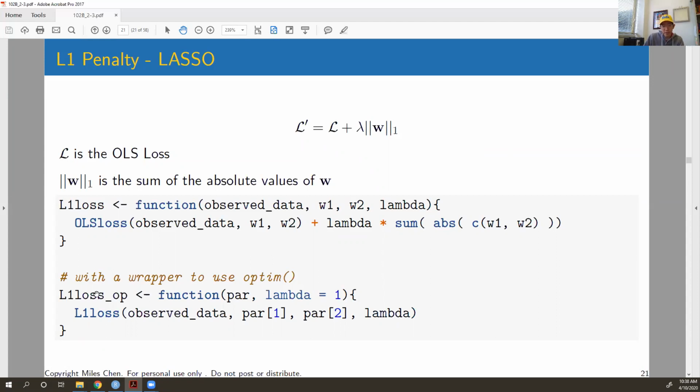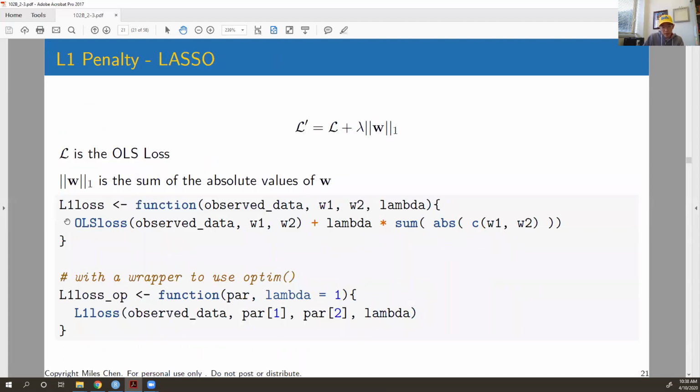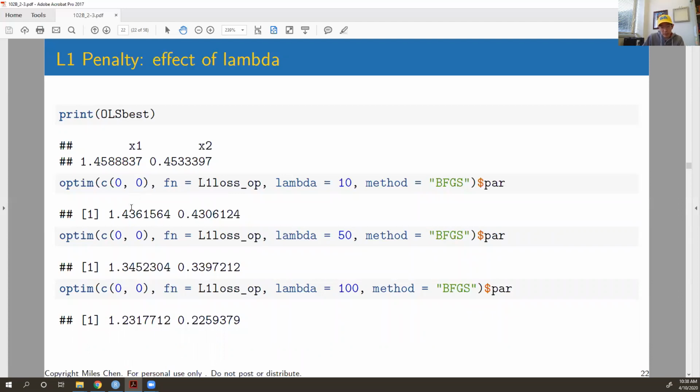Again, to use it with optim, I throw this inside a wrapper function and ask R to run optim, starting at some arbitrary 0, 0, to find the values of W1 and W2 that minimize the L1 loss. Sorry, is lambda just an arbitrary constant that we decide? Yes, right. Lambda is the preference factor: which is more important, the simpler model or minimizing the least squares term?